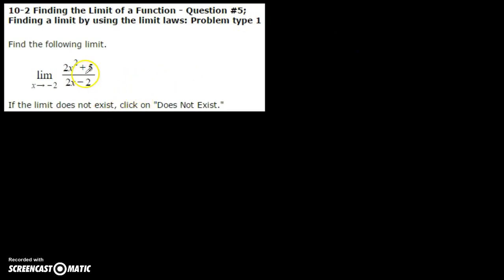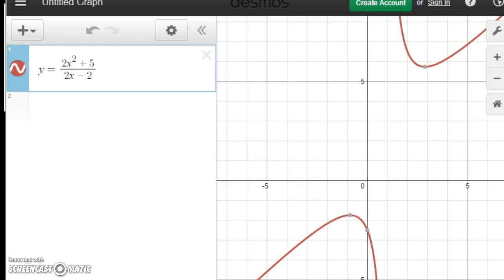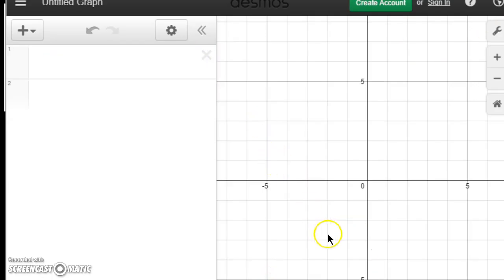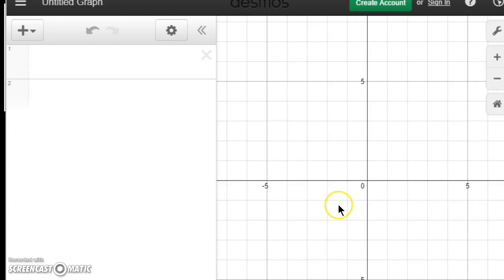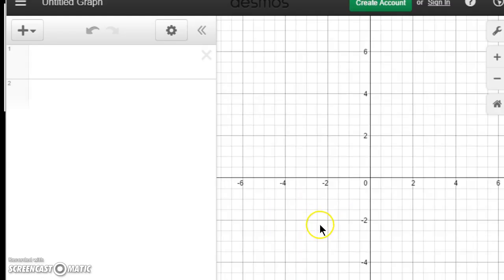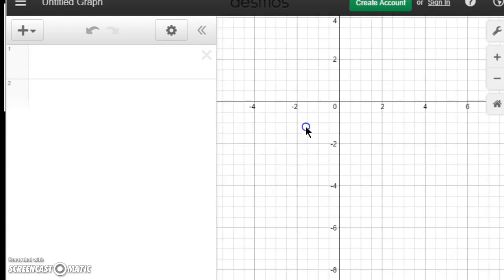Now, what you can do is put this into Desmos, and I encourage you to open up Desmos and put the equation in to see what the graph looks like. Here I have entered the equation. The x value we're interested in is negative 2. Since we're talking about limits, we have to go from the left and from the right.